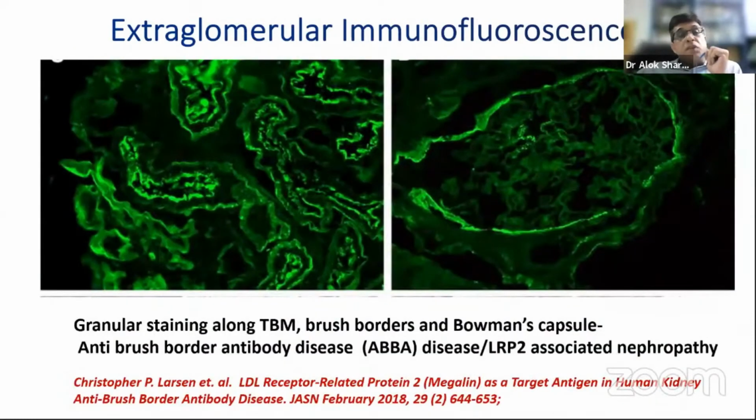Now another extraglomerular staining pattern which has been recently described happens in the anti-brush border antibody disease. You get granular staining both along the brush borders, that's where I'm pointing, and also along the tubular basement membrane. So you get a dual granular staining pattern, and you can suspect this by looking at the pattern carefully. It's an autoimmune disease and has antibodies to megalin.